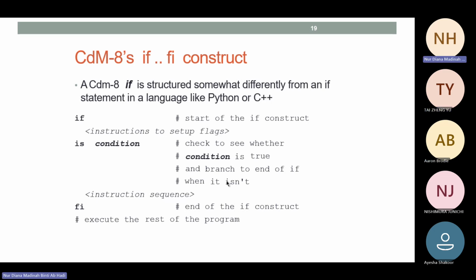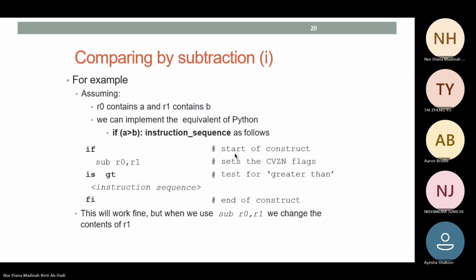Okay, so next, comparing the subtraction. This is an example of how the subtraction is done using if and fi. Assuming R0 contains A and R1 contains B, we will implement the equivalent of the Python: if A is bigger than B, the instruction sequence is as follows.